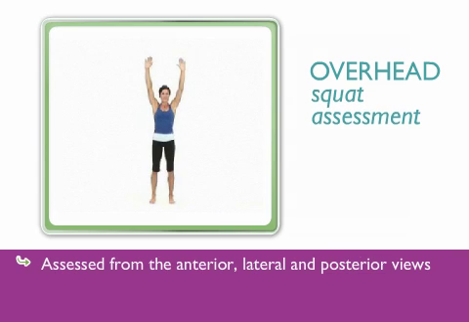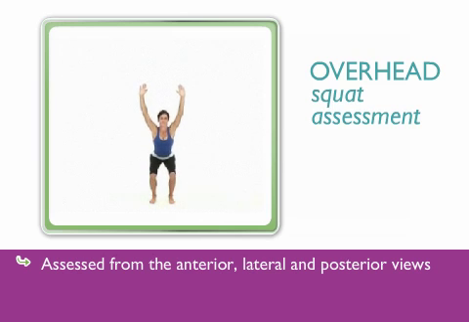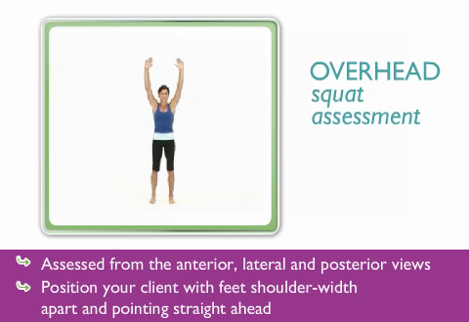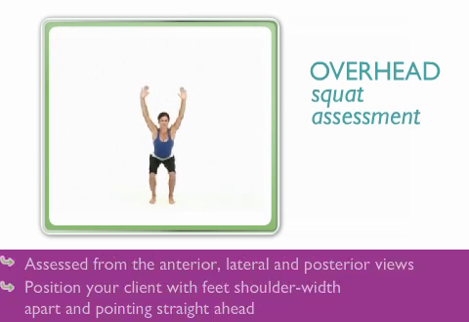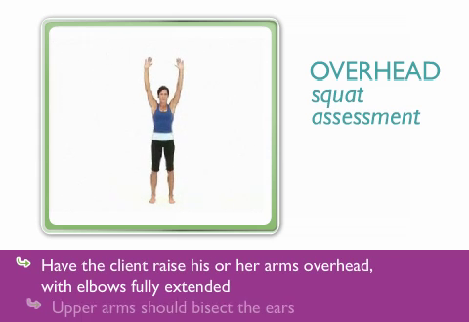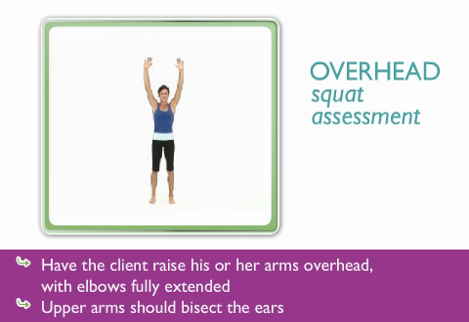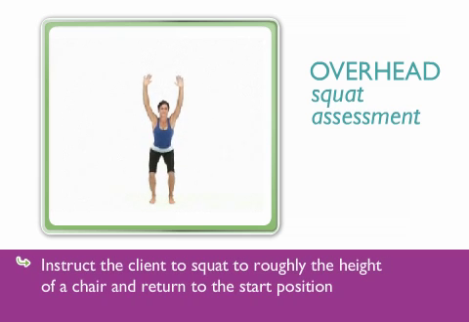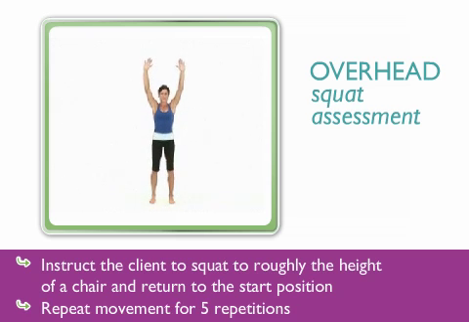The overhead squat assessment will be assessed from the anterior, lateral, and posterior views. To start, position your client with feet shoulder-width apart and pointing straight ahead. Have the client raise his or her arms overhead with elbows fully extended. The upper arm should bisect the ears. Next, instruct the client to squat to roughly the height of a chair and return to the start position. Have the client repeat the movement for 5 repetitions.